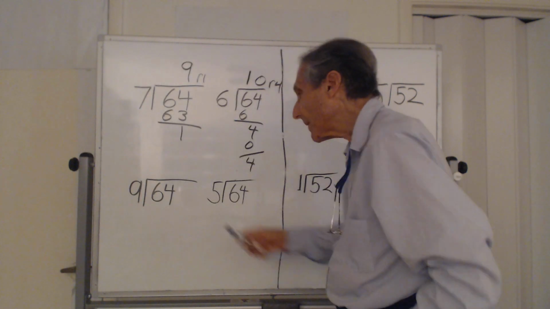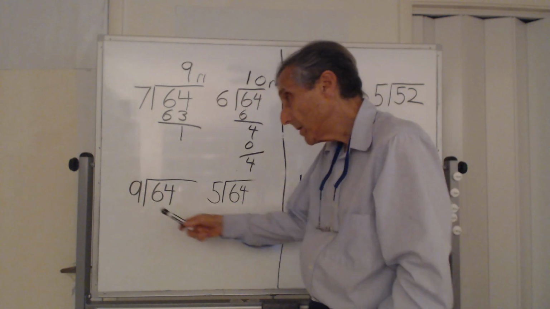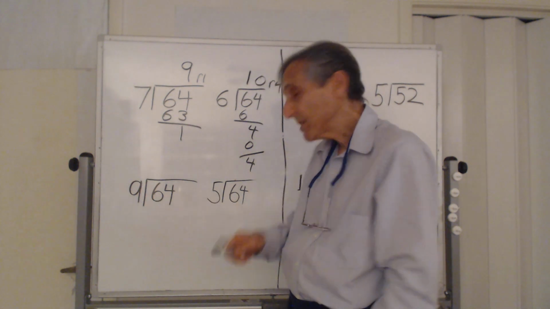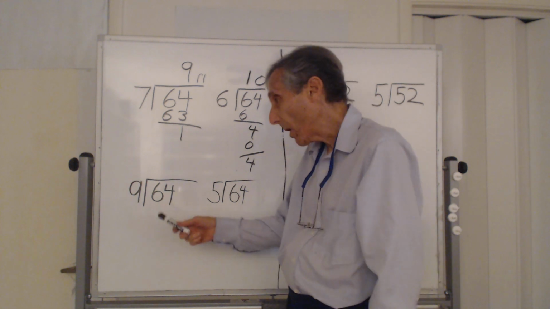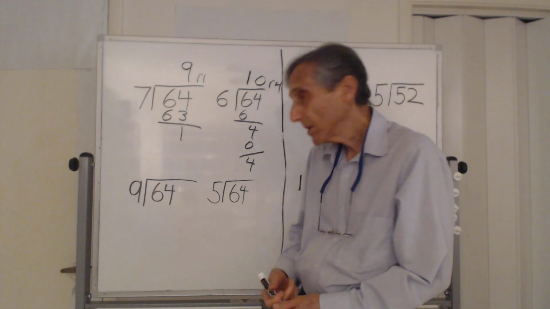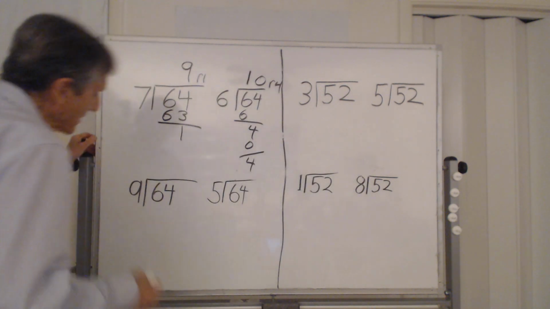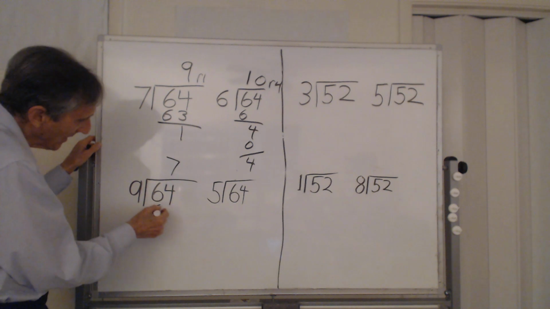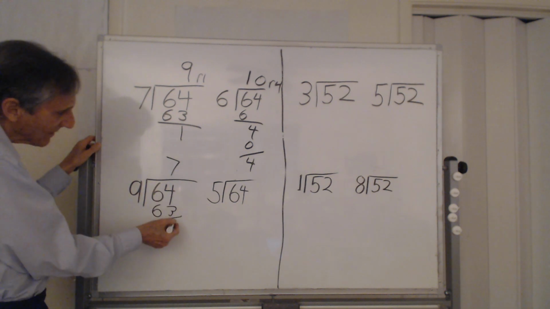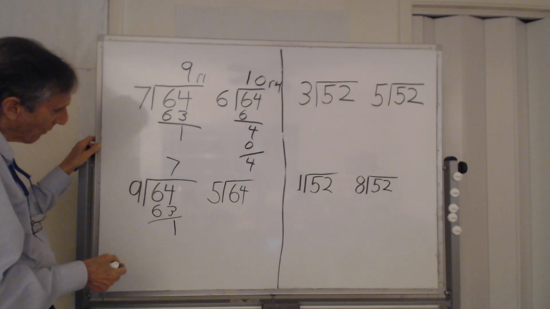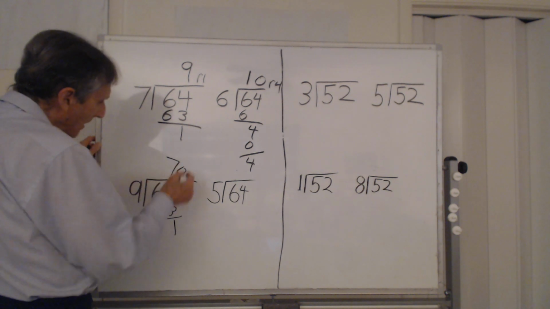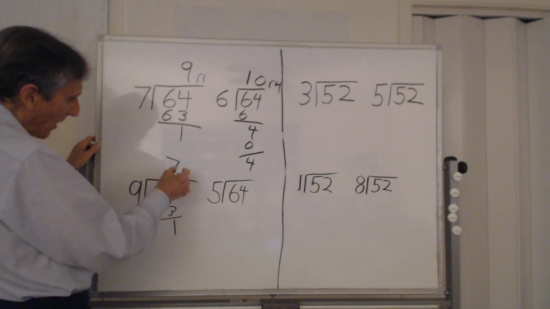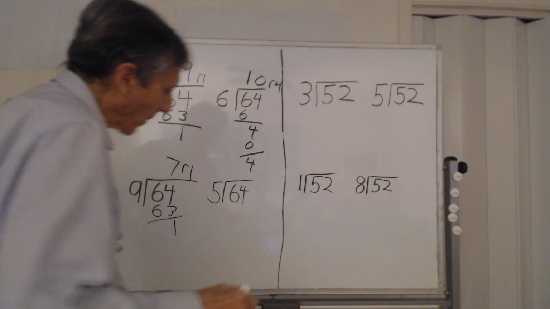And now, 9 goes into 64. Well, the divisor is much bigger, isn't it? But still the tens place, 6, is smaller. There are no 9s in 6. So 9 goes into 64 7 times, because 7 times 9 is 63. We subtract. There are no 9s in 1. Wrong. That's my remainder. Sorry. Remainder 1. Okay.